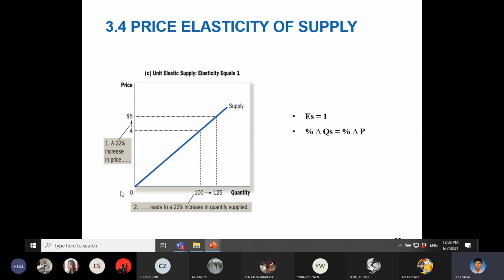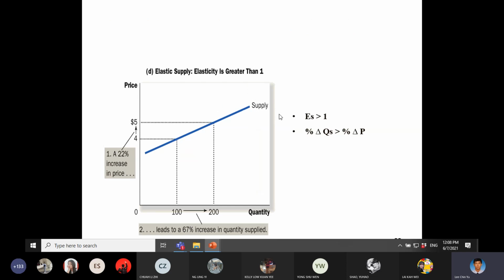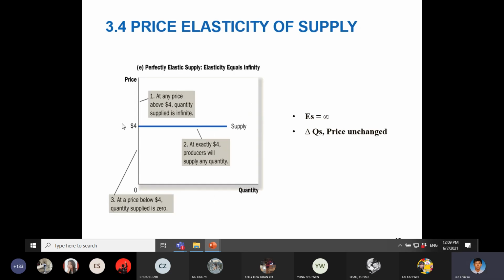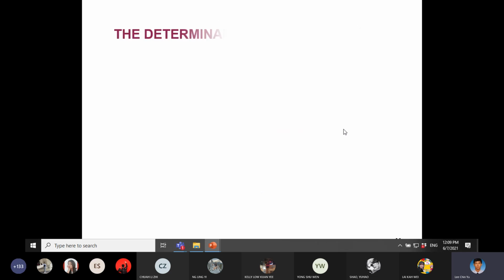Starting from the origin means unitary elastic. If your supply curve is flat, upward sloping but flat in terms of the slope, it means your supply is elastic. Horizontal means perfectly elastic.